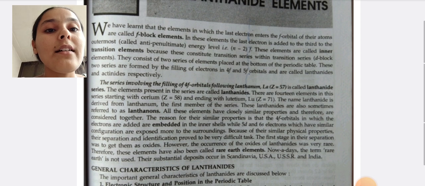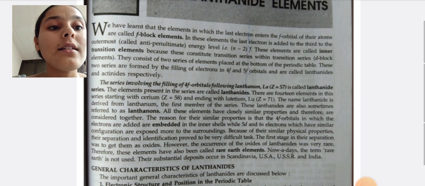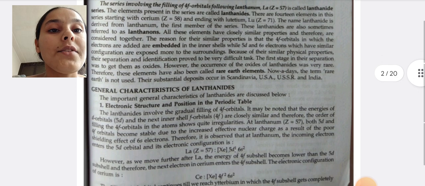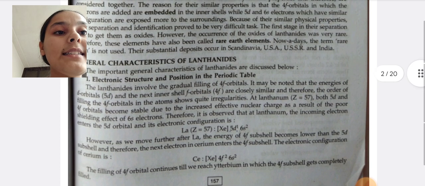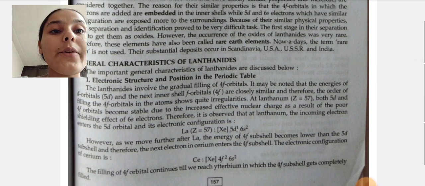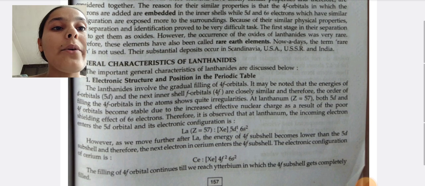Nowadays, the term rare earth is not used. Their substantial deposits occur in USA, USSR, and India. General characteristics of lanthanides. The important general characteristics of lanthanides are discussed below. First, electronic structure and position in the periodic table.